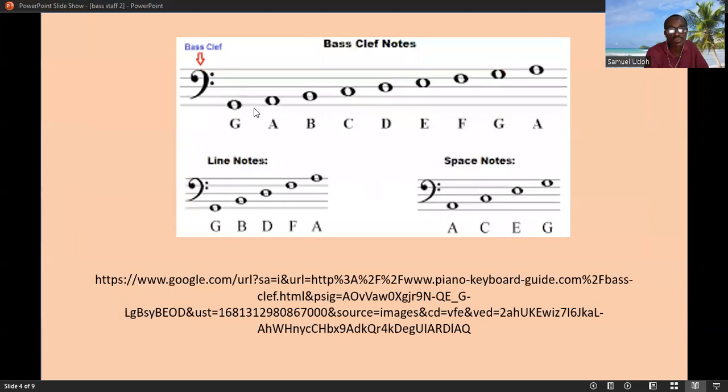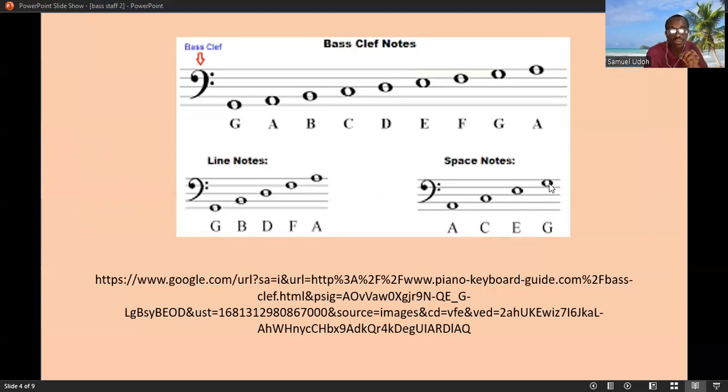Now we've extracted just the names of the lines here, and over here we've extracted the alphabet names of the spaces. For the lines we have G, B, D, F, A. For the spaces we have A, C, E, G.